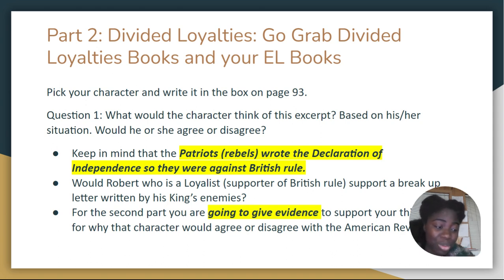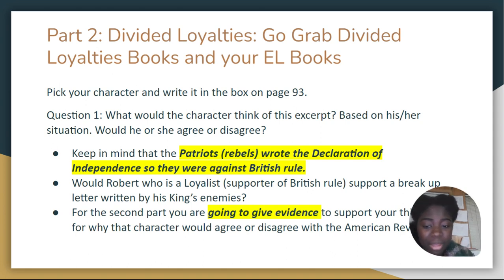So that's an example for you, right? Now I have to go in the Divided Loyalties book and prove my answer. You have to give a quotation, a piece of evidence. A quote is when you take a piece of the passage or the book you're reading and you write it down, and you put the page number. We've been doing this quite a bit this quarter, but you need to give Miss Ford evidence to support your answer. So if I said Robert would disagree with the Declaration of Independence because he was a loyalist who supported King George III, that's the correct answer. I have to go into the book and find a piece of evidence to support that.